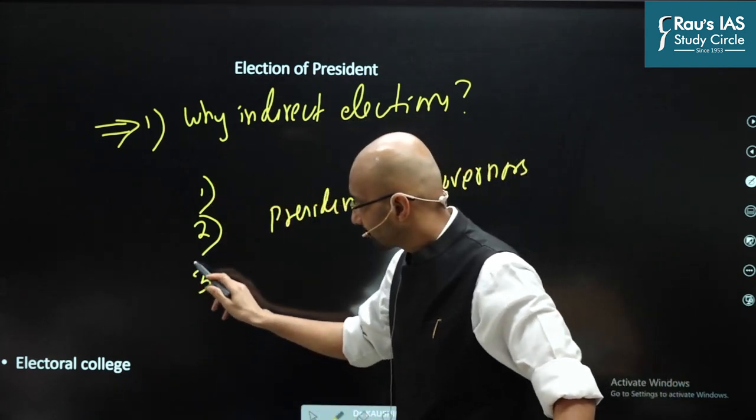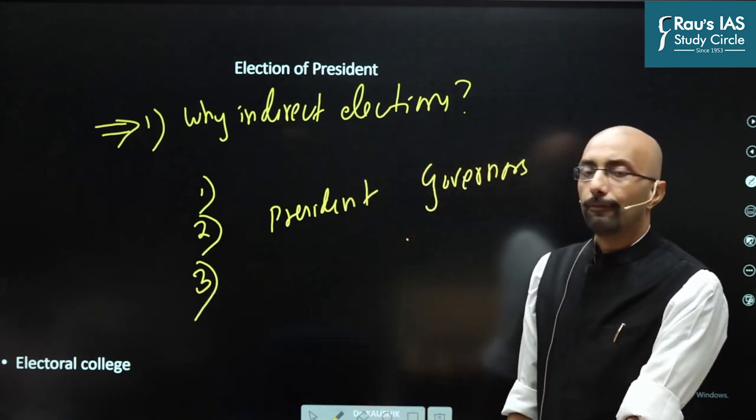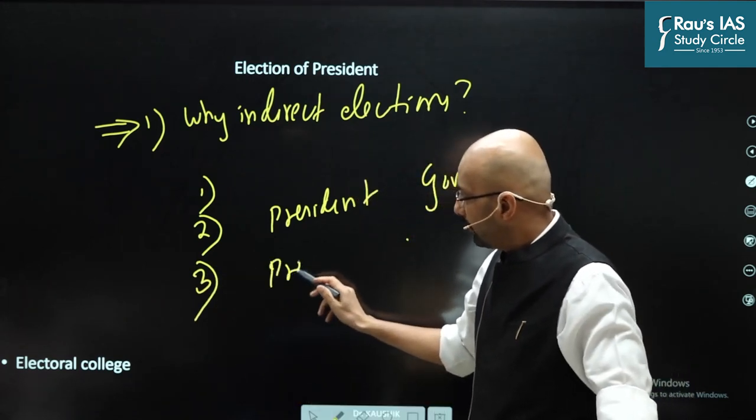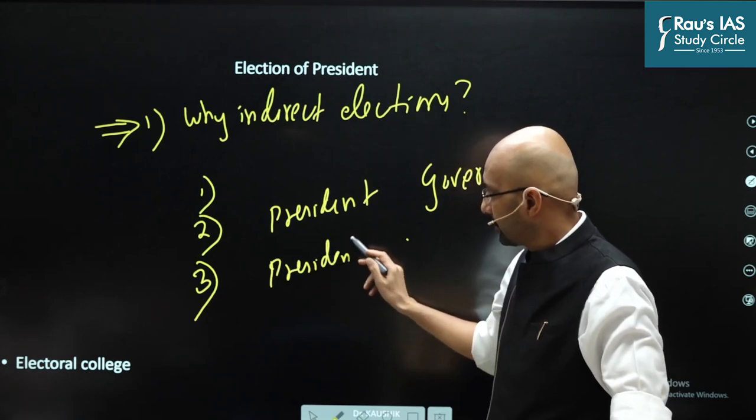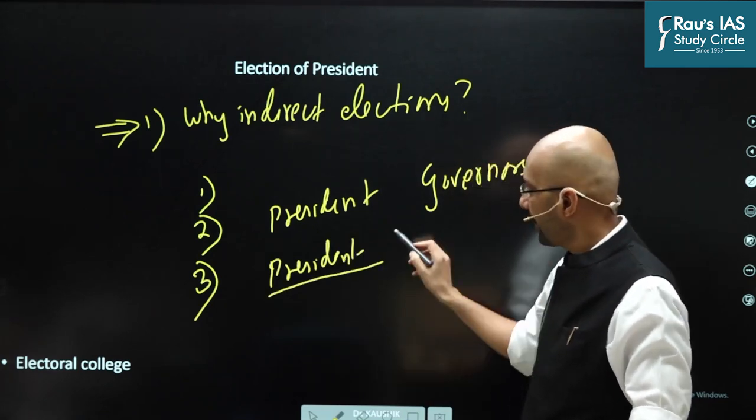Third point. Tell me, what if the president of India, if directly elected, let us say, is from X political party?